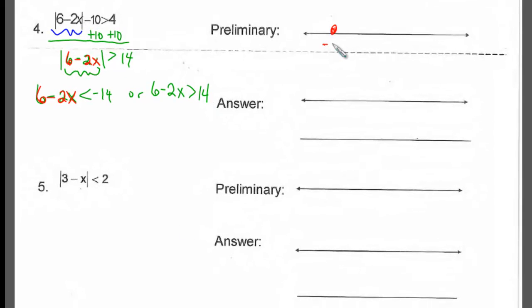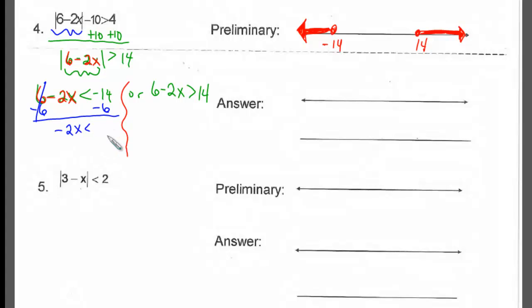The preliminary answer is either going to be less than negative 14 going this way, or greater than 14 going this way to the right. Now I solve each individual equation. On the left side, we will subtract 6 from both sides. Negative 2x is less than negative 20. Now divide both sides by negative 2. Remember, when we divide by a negative, we flip the inequality symbol. So now x is greater than positive 10. On the right-hand side, we have 6 minus 2x is greater than 14.